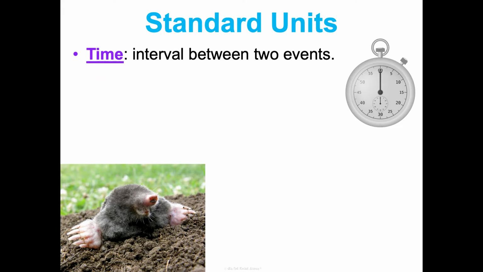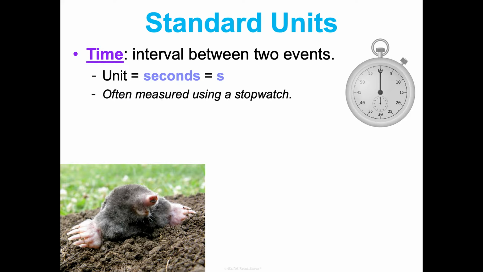Now, time is the interval between 2 events. And the SI unit for this is seconds, which is abbreviated as an s. And we'll measure this with a stopwatch often, or even just on your phone, but lots of time measurements.